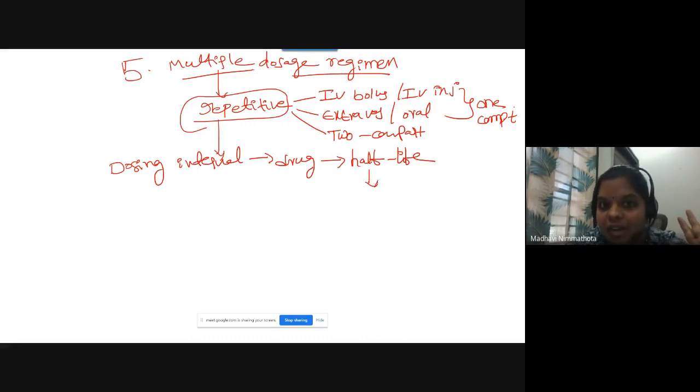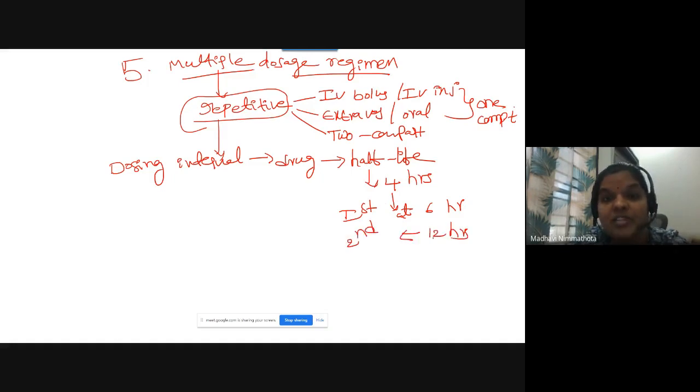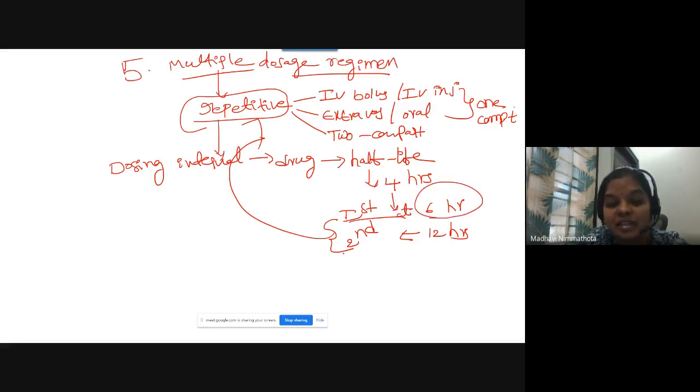So if your drug has 4 hours of biological half-life, you have to take your first dose at, suppose, 6 hours. Then after 4 hours, it will be 12 hours. So you can take the second dose of your drug at 12 hours. Here we are taking our drug repeatedly, dependent upon the biological half-life. So the first dose can be taken at 6 hours and the second dose at 12 hours.